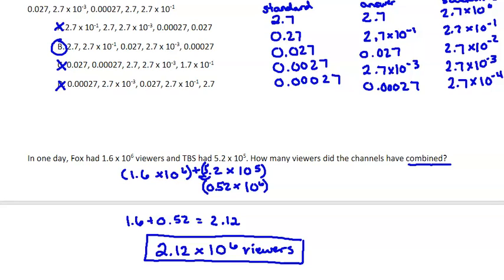So if I change this exponent from a 5 to a 6, that is going to make it where my mantissa needs to get smaller. So my exponent got bigger by 1. My mantissa will need to get smaller by 1 place value. So I changed my mantissa to 0.52.